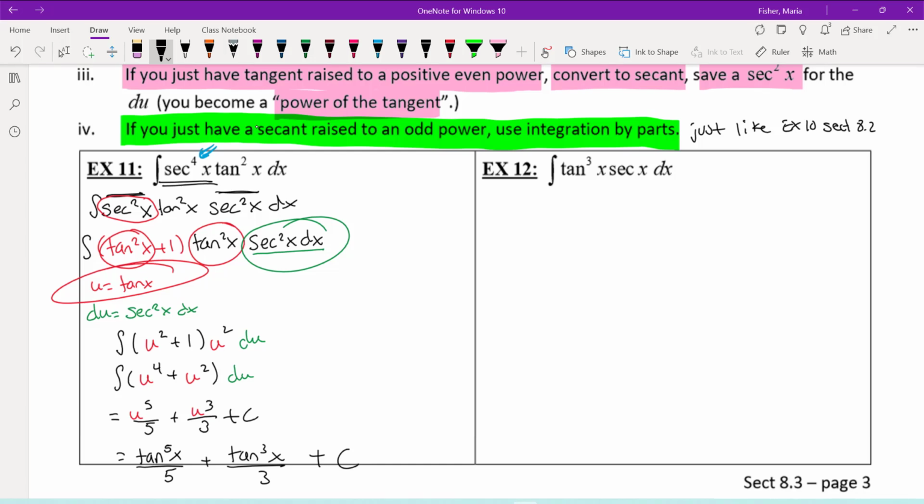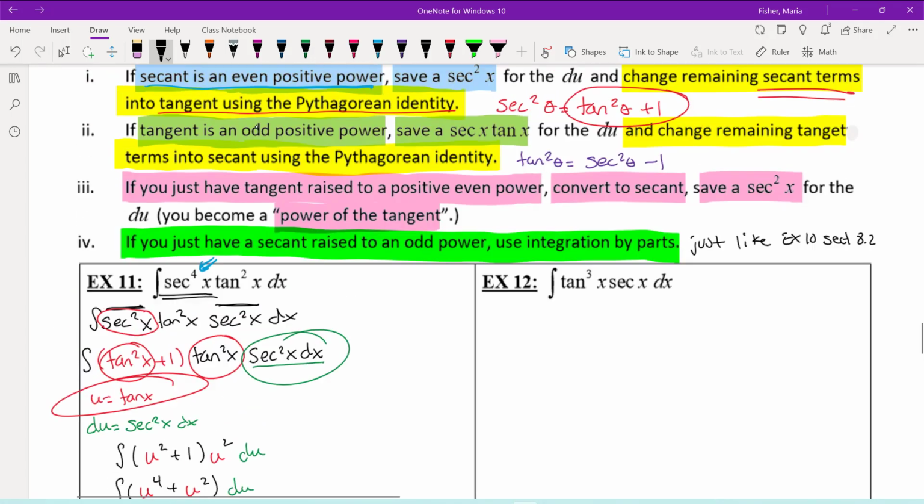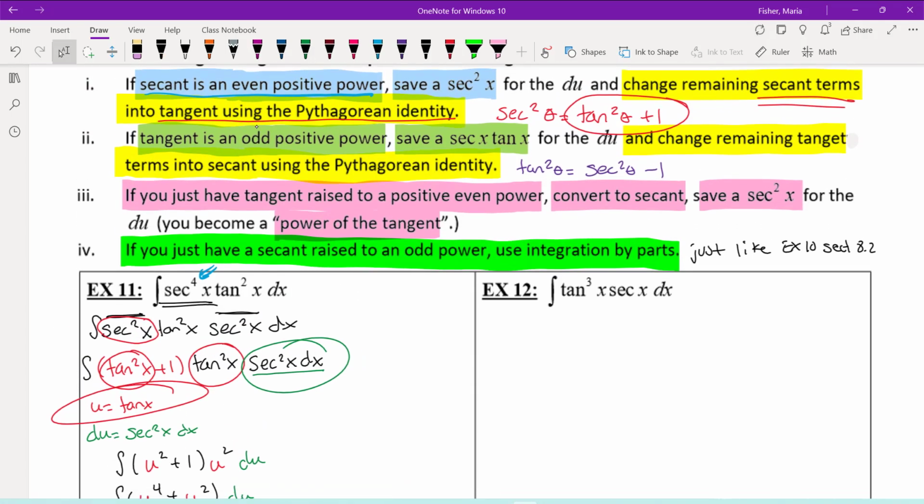What about number 12? Number 12 is tangent cubed of x, secant of x dx. Well, the first thing said if secant is raised to an even positive power, I don't have that. The second one, if tangent is an odd positive power, well, tangent is odd and positive in this case. Since tangent is odd and positive, I have to save a secant tangent. So I rewrite tangent cubed as tangent squared x, and then secant of x, tangent of x dx, because I know that tangent squared times tangent is my tangent cubed.